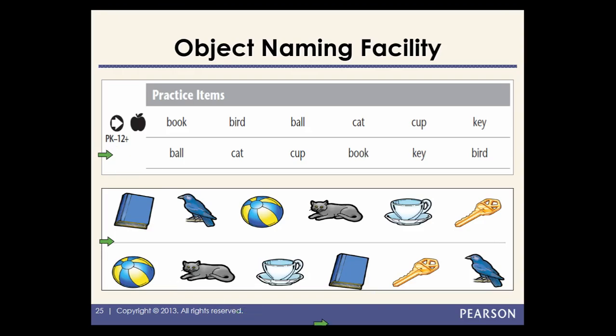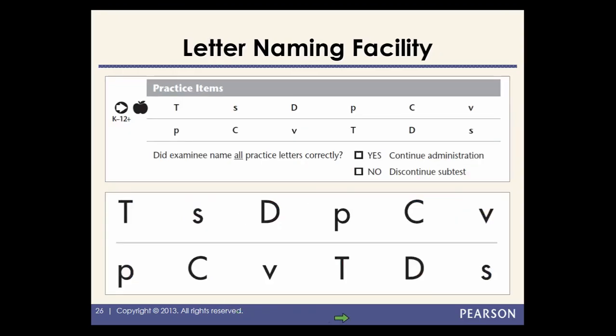So that's object naming facility. Letter naming facility is pretty straightforward. The child sees what you see down here at the bottom, uppercase and lowercase letters, and they're going to have to say them as quickly as possible. You do see that for the practice items, they're going to be expected to name them all correctly, and if they do, you continue. If they don't, you discontinue.